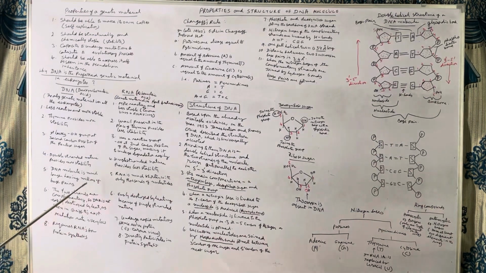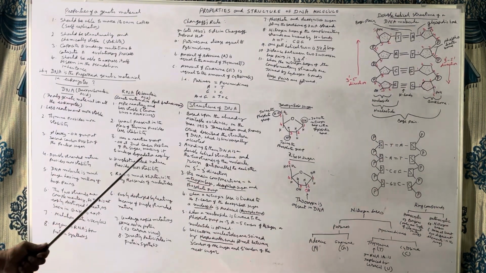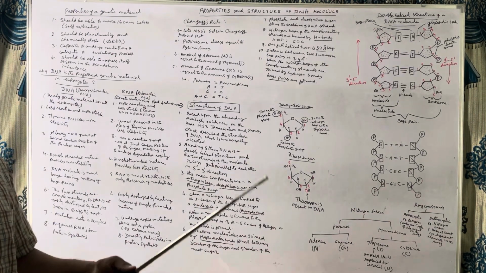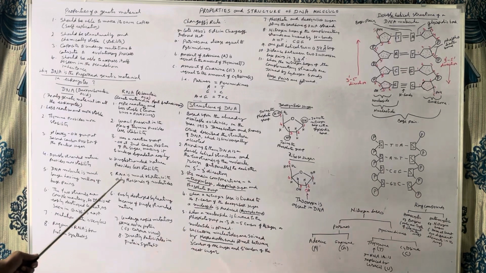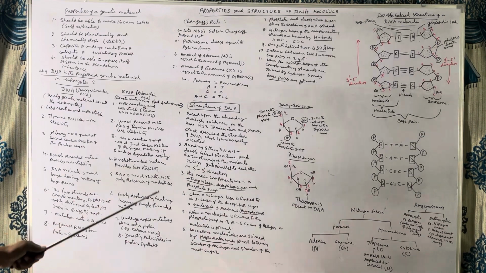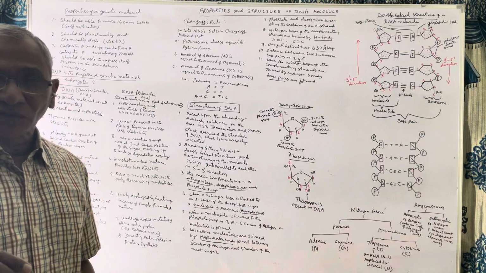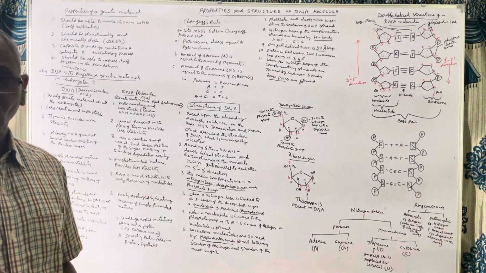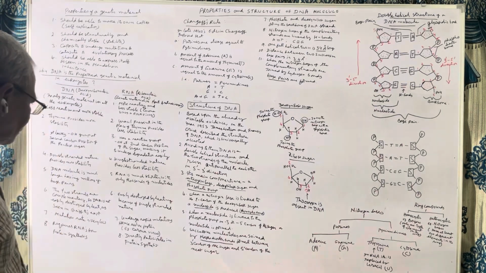Then, DNA molecule is much longer, very, very long. It has millions of base pairs. We'll see the base pairs later on. So a DNA molecule is very long, having millions of base pairs. Whereas RNA is very short. It has only thousands of nucleotides, not base pairs, but nucleotides, only thousands.